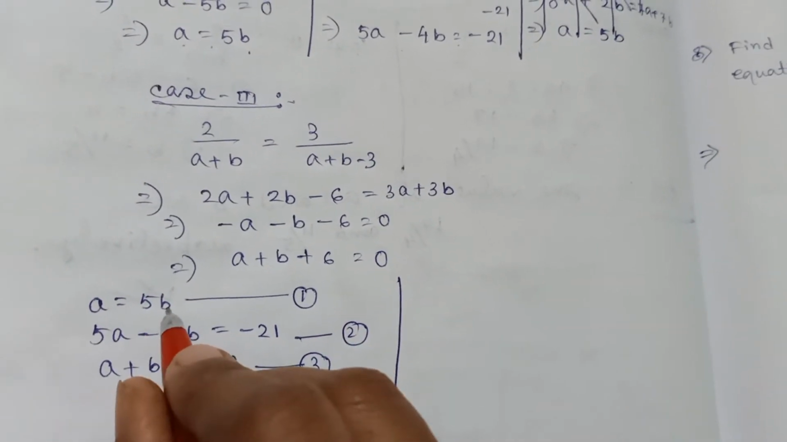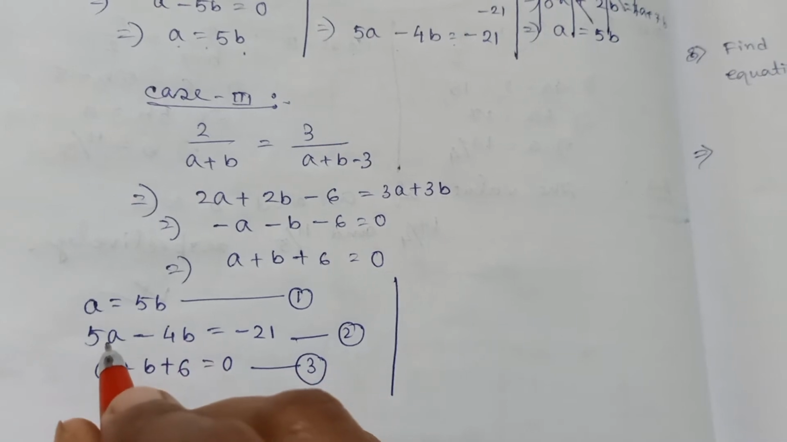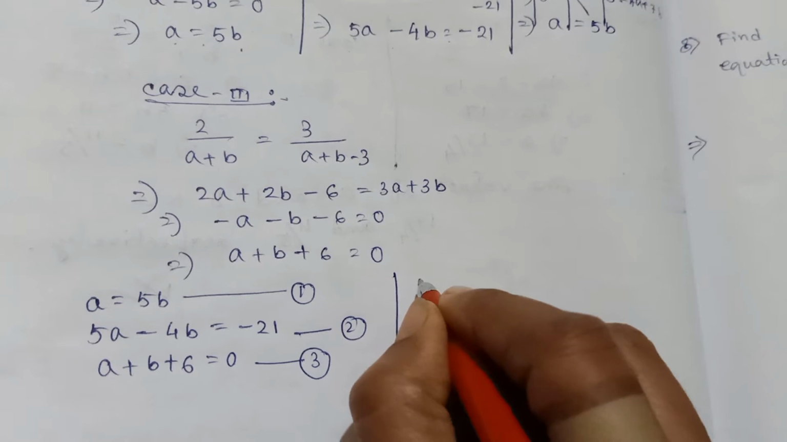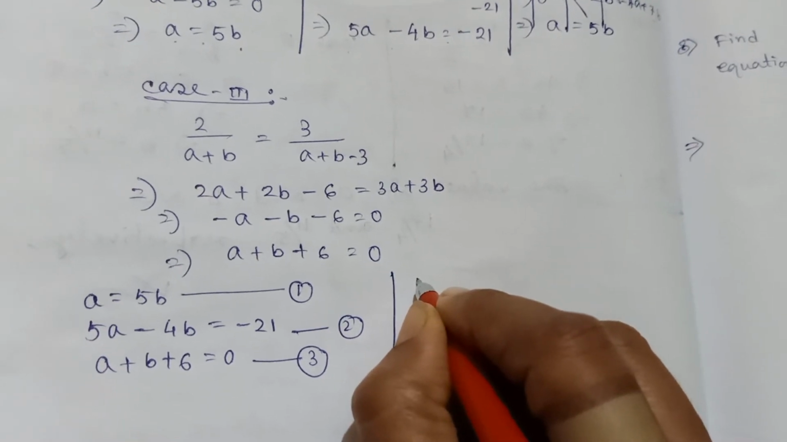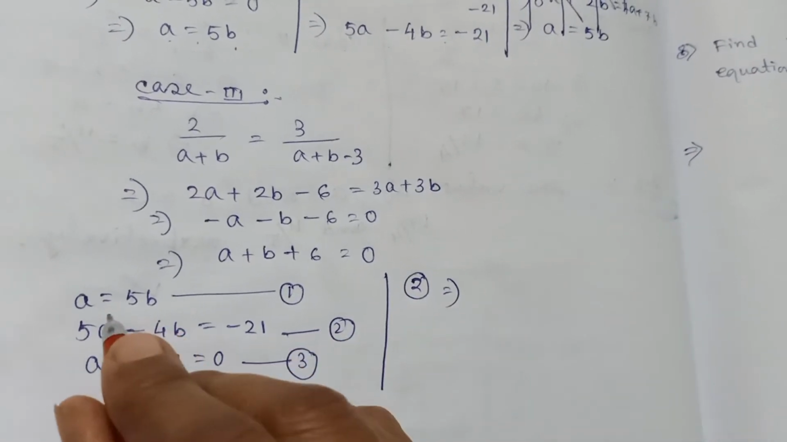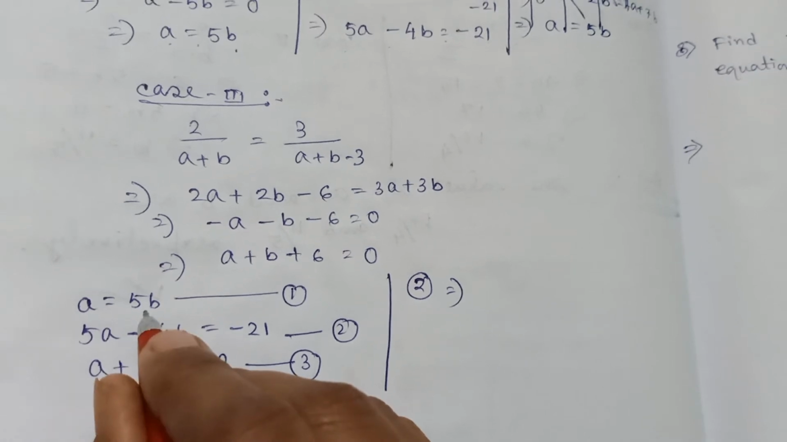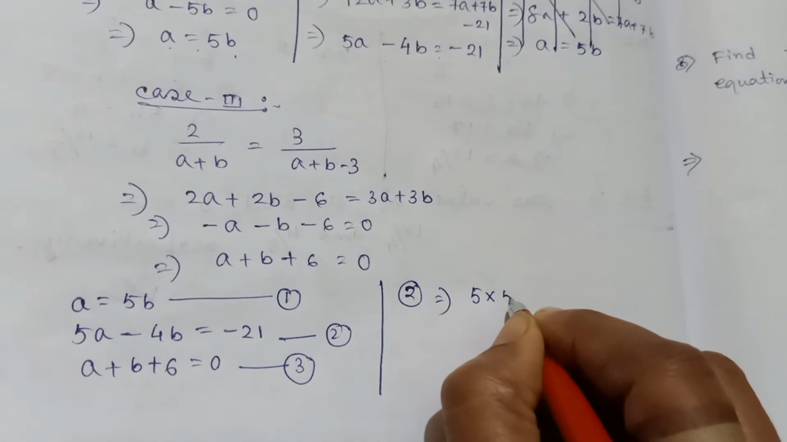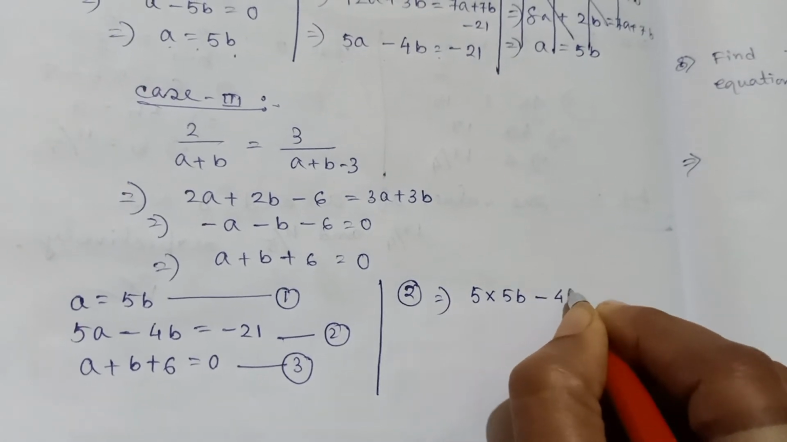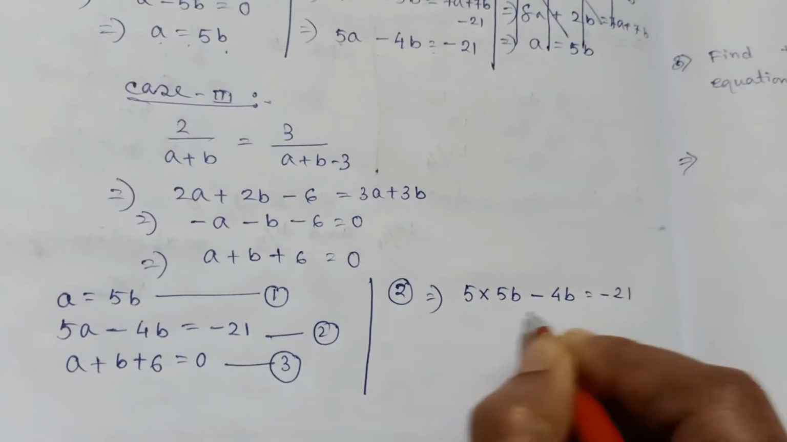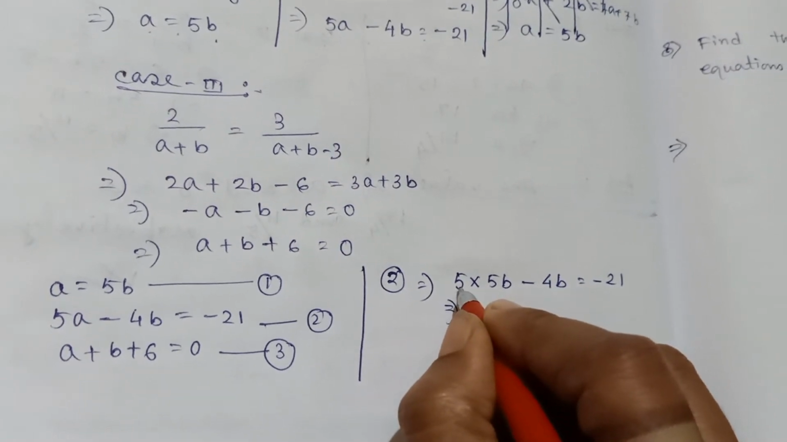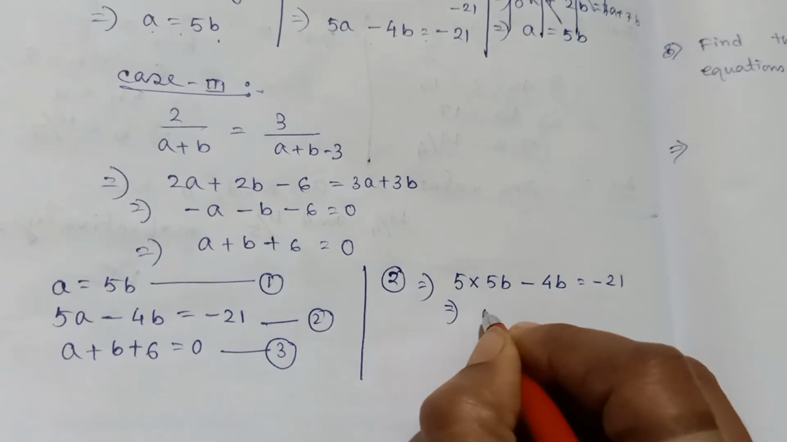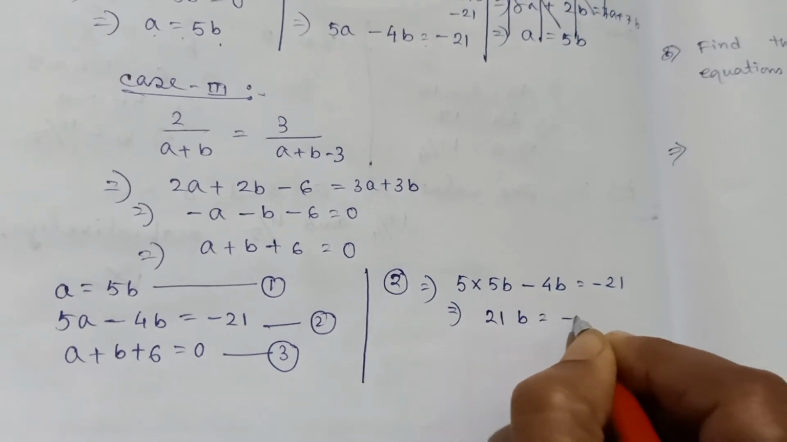Now look here. a equals 5b, I'm placing this in number 2 and number 3. So in number 2, after substituting the value of a as 5b, we will get 5 into 5b minus 4b equals minus 21. 5 fives are 25, 25b minus 4b, that means actually 21b equals minus 21.